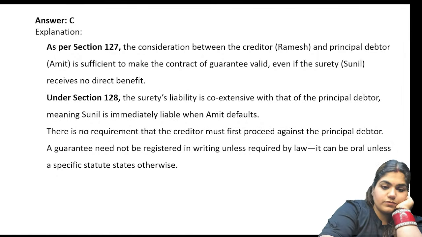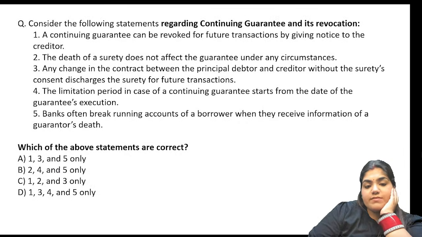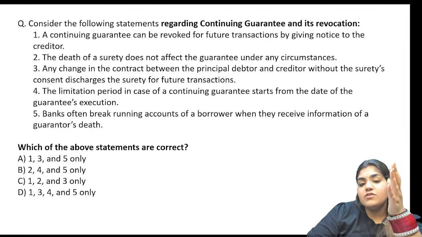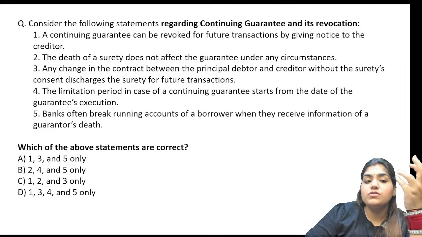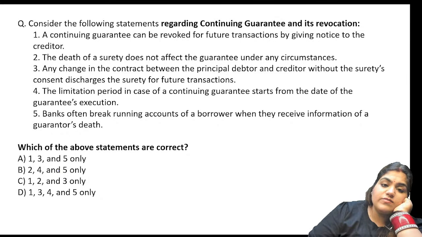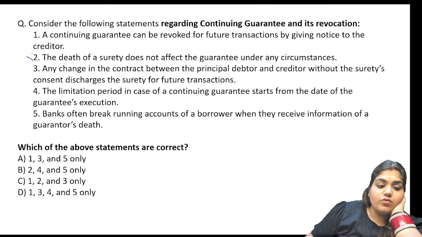Next. Consider the following statement regarding continuing guarantee and its invocation. A continuing guarantee can be revoked for future transaction by giving notice to the creditor. Yes, it can be. The death of the surety does not affect the guarantor under any circumstance. Why? The death of the surety negates the contract of guarantee. The moment the surety dies, the surety goes out and the contract of surety goes out, though the circumstances change. Statement number 2 is incorrect. The moment 2 gets incorrect, we eliminate B and C.